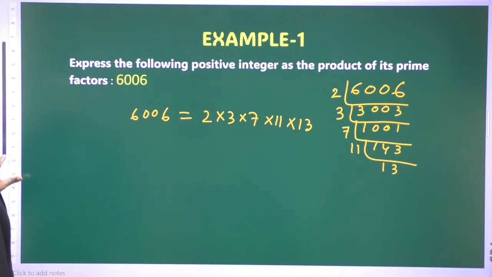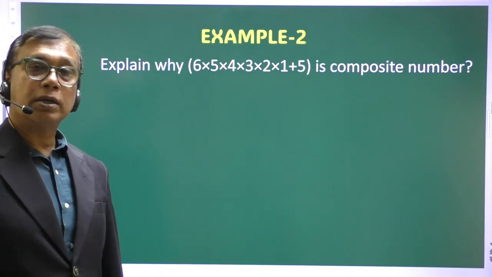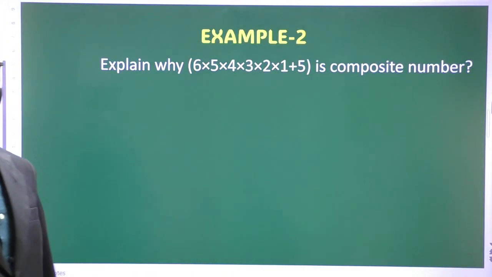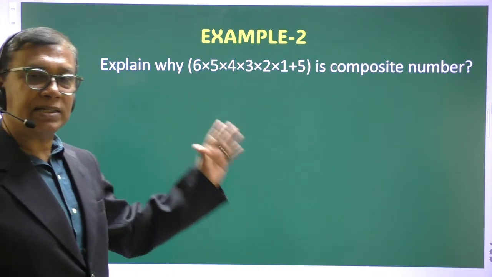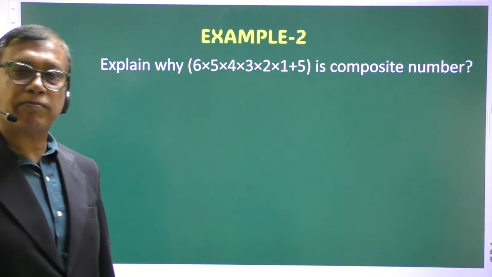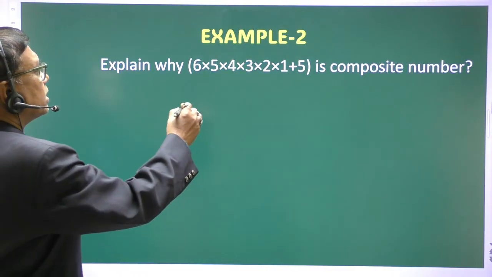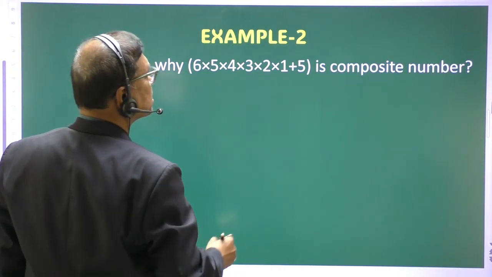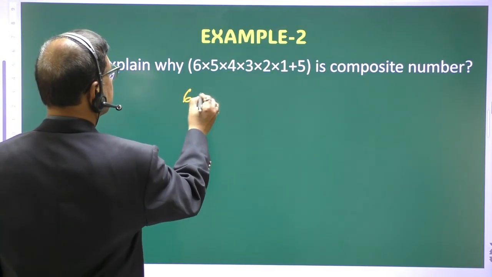Now example 2. Explain why this number is composite number. We have learned just now every composite number can be expressed as the product of prime factors. So to know why this number is composite, first we will simplify it.